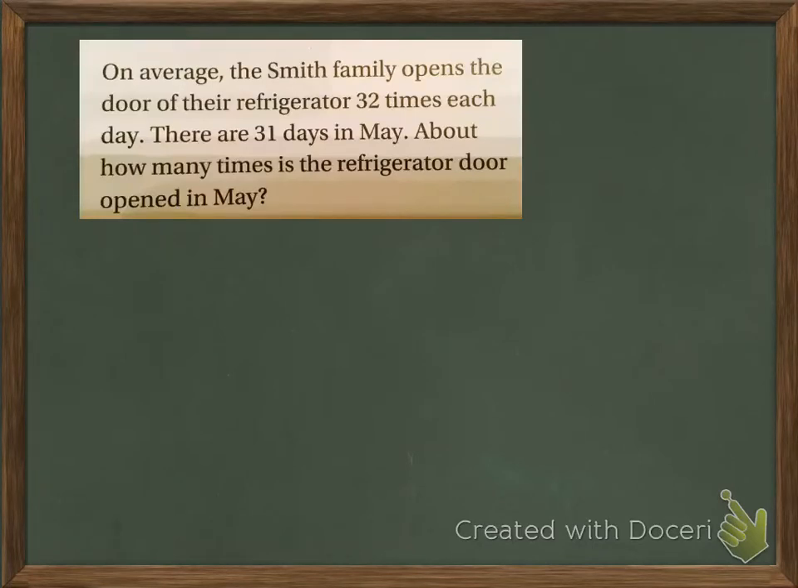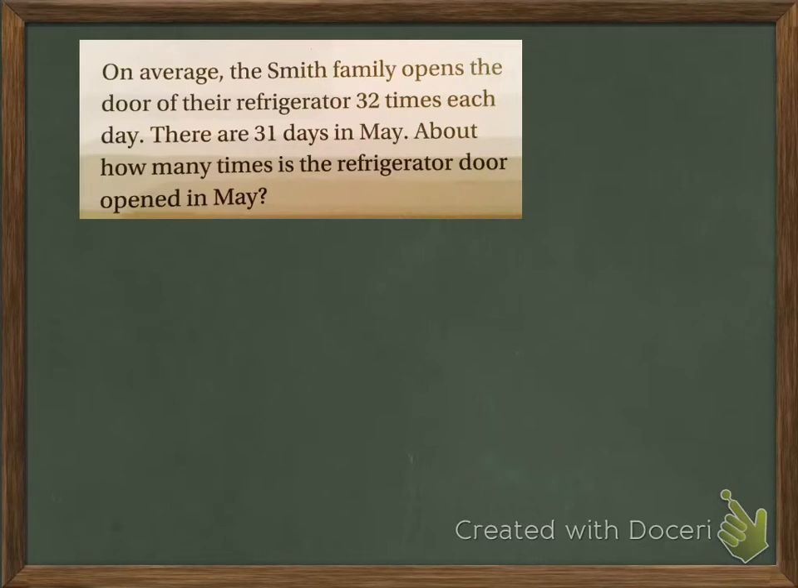Okay, here's my word problem, and I bet you can relate to this. On average, the Smith family opens the door of their refrigerator 32 times each day. There are 31 days in May. About how many times is the refrigerator door opened in May?